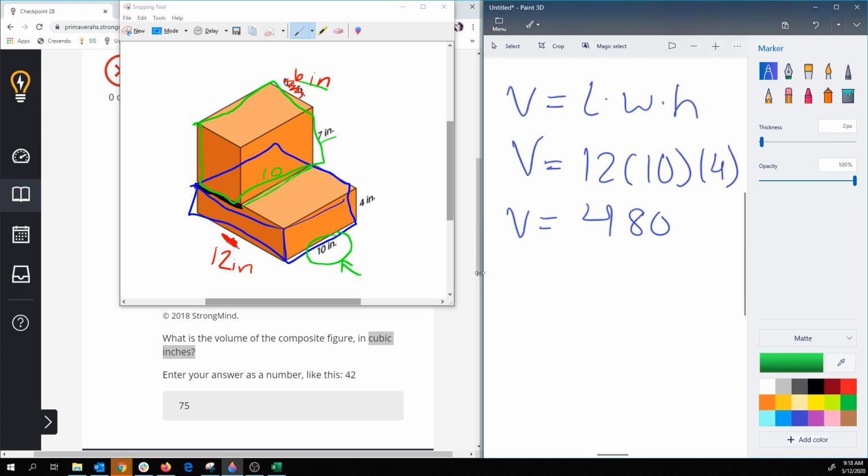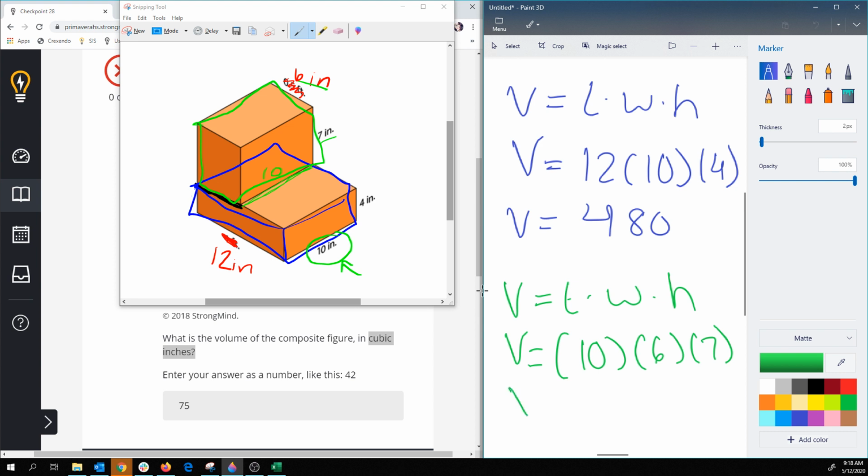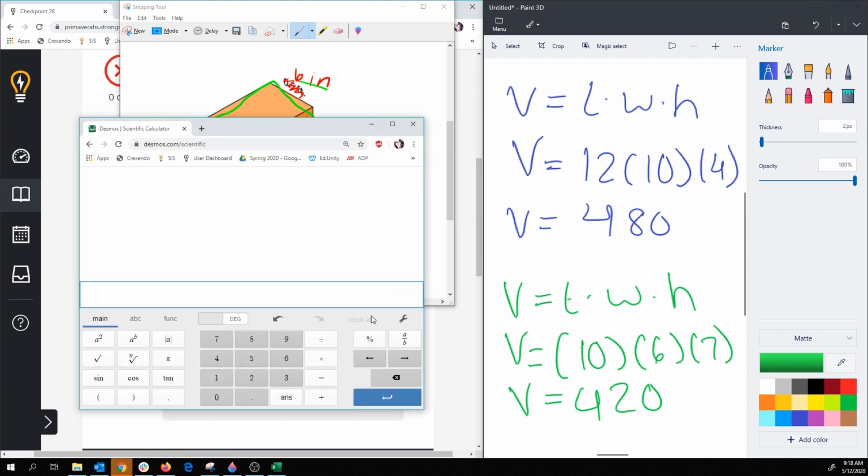So volume of that figure is going to be length times width times height again, which I would be multiplying 10 times 6 times 7. And this is going to give me 420. I can double check it, but I am pretty sure.